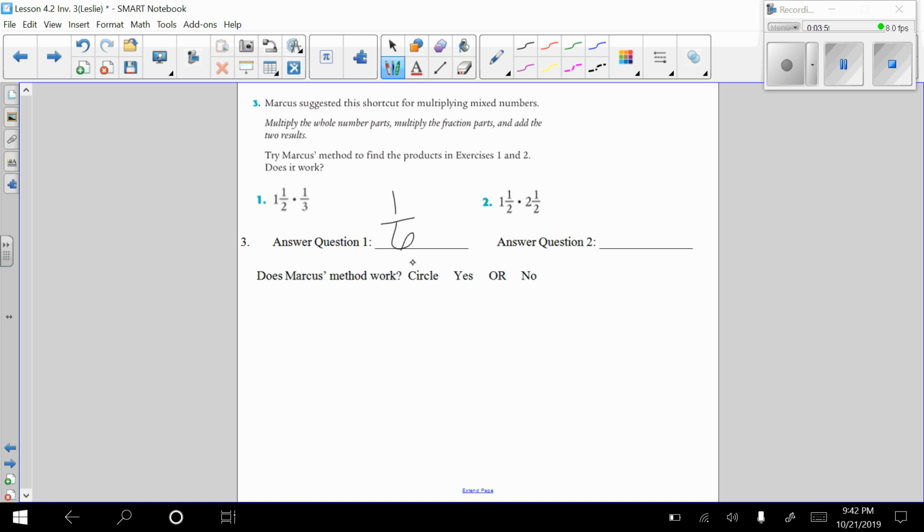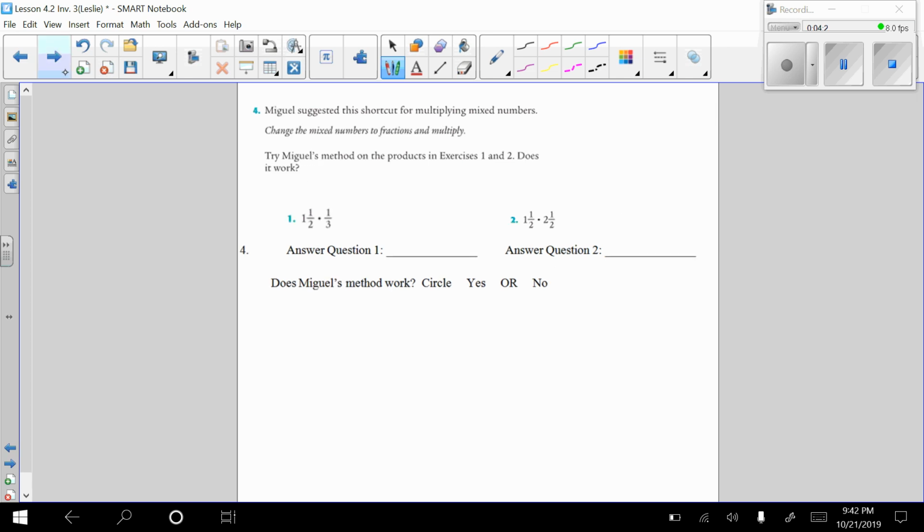The other one is 1 1/2 times 2 1/2. Well, if we multiply the whole numbers, we get 2. If we multiply the fractions, 1 times 1 is 1, we would get 1/4. Now look back at page 24. Are those the same answers that we got when we used our method? The answer would be no. That is not a way that we can multiply them to get the answers.